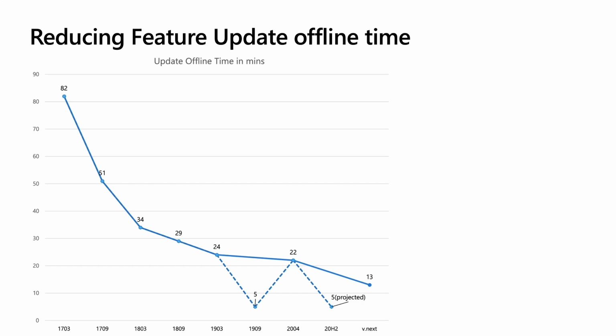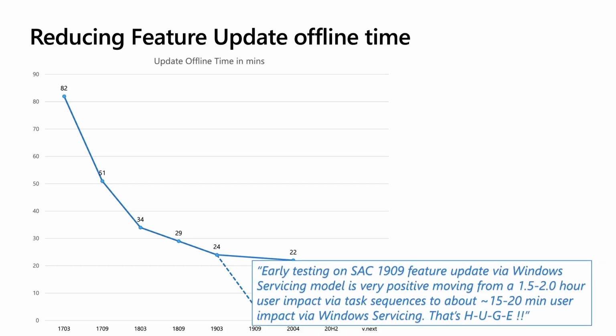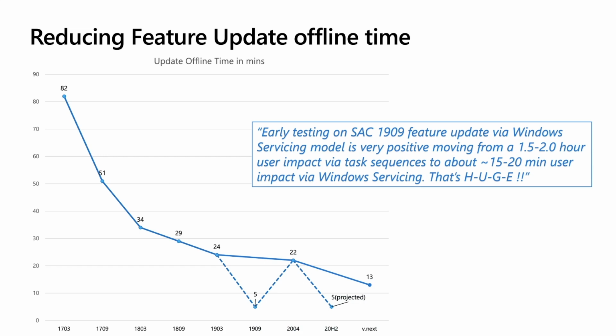I've included a testimonial from an IT pro I work with. He is seeing, quote, huge reduction in offline time as his organization moves to the 1909 release and moves from task sequences to the pre-UUP servicing model.